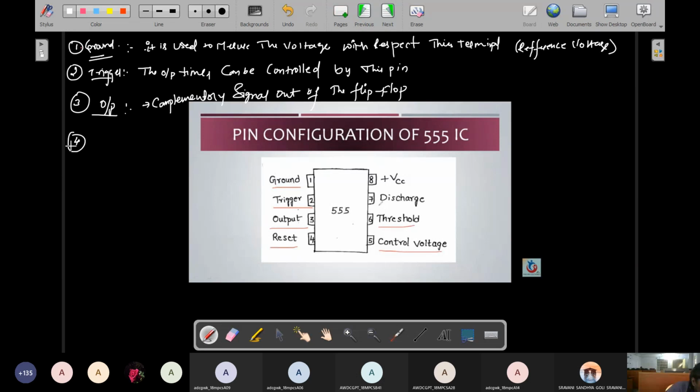And the fourth terminal is the reset terminal. Reset. So what is the use of the reset terminal? Actually it is not used in this device. We are not using the reset pin.